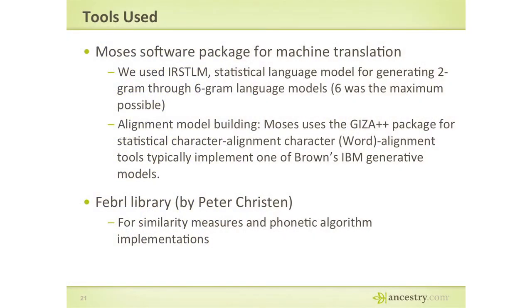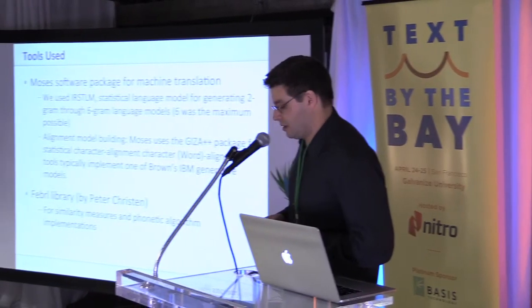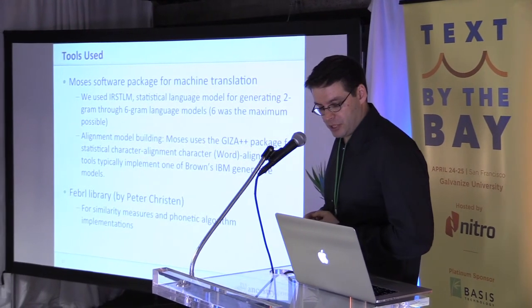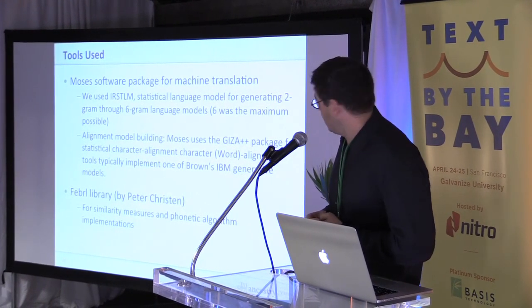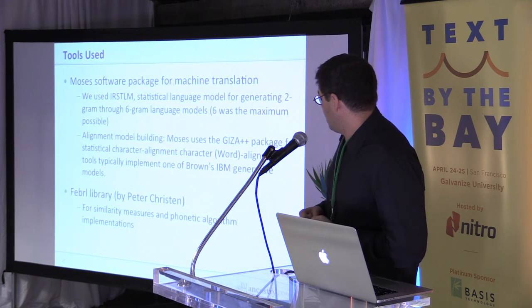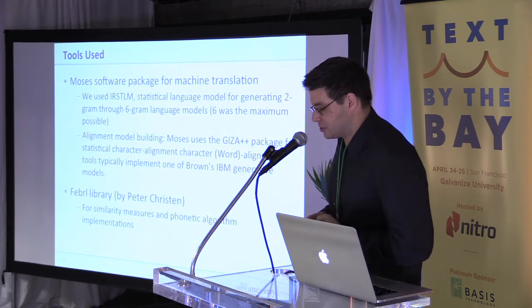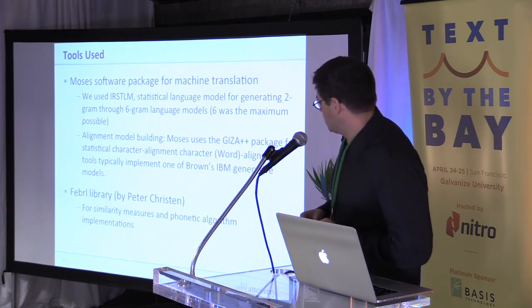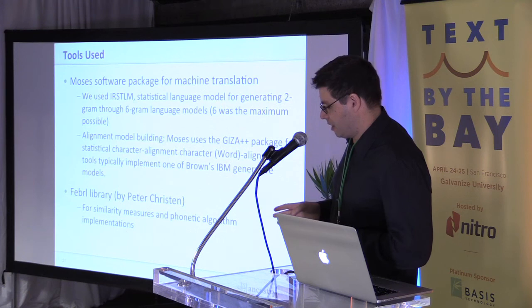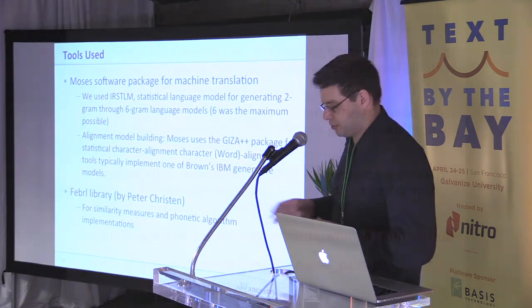We used primarily the open source Moses library for our machine translation needs. We used the IRSTLM package to generate a language model, and the Giza++ package for statistical character alignment. We also used a library from Peter Christensen from the University of South Australia for implementations of similarity measures and phonetic algorithms. We also implemented some of them ourselves, and used other libraries just to compare.